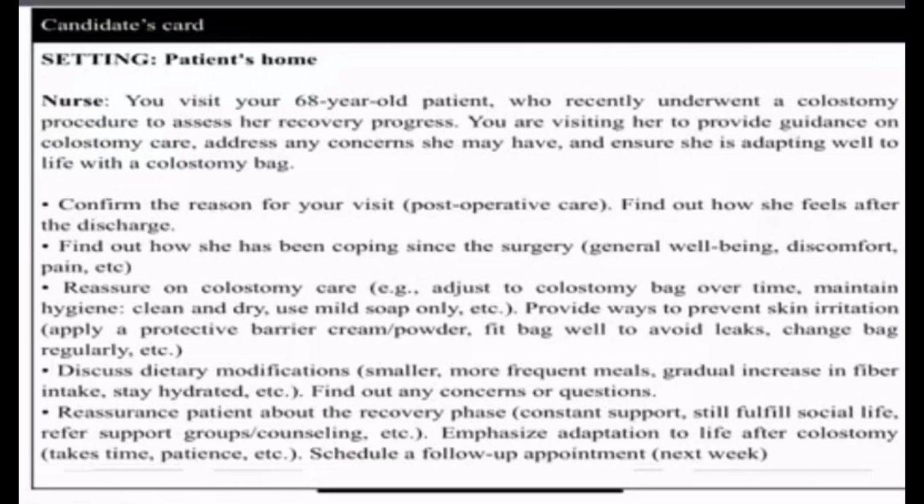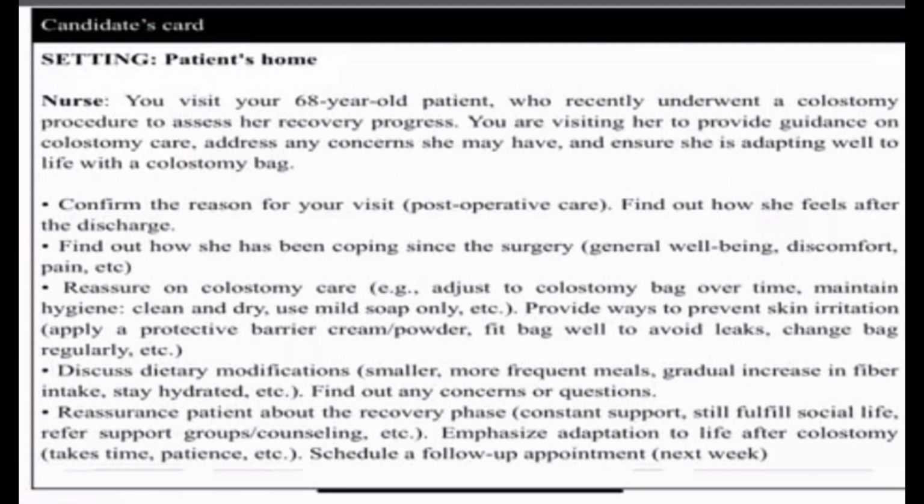Today I will tell you regarding OET speaking role play. Today's role play is based on a patient's home, that means a home visit role play, and mainly these types of role plays are known cases. It is mainly a patient who underwent an ileostomy procedure and is recovering. I will give you some idea how to deal with this type of role play.